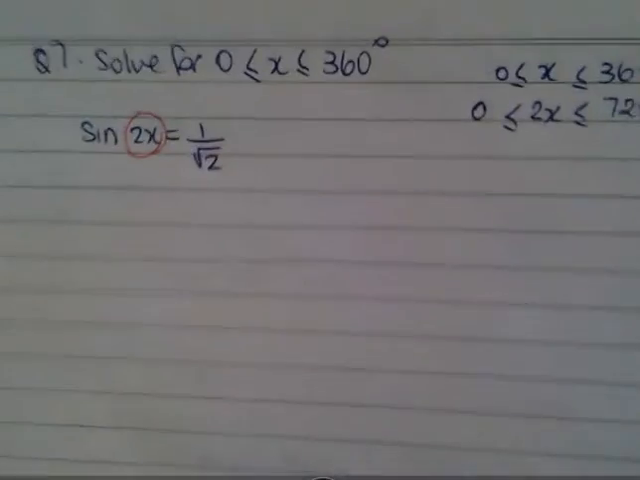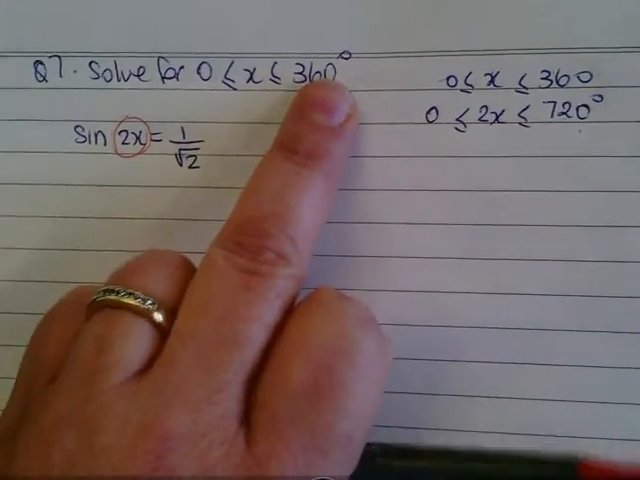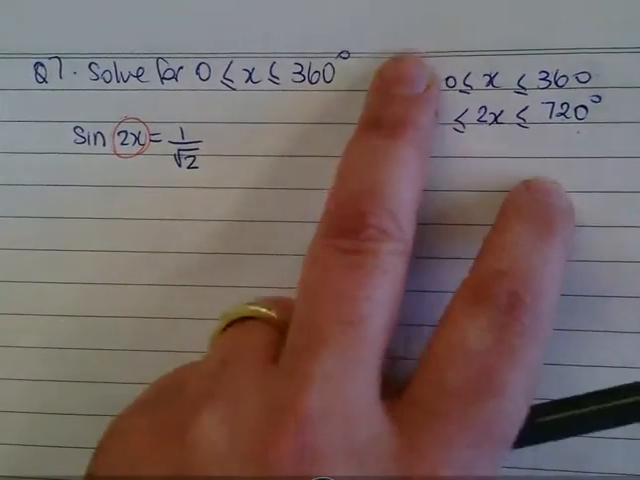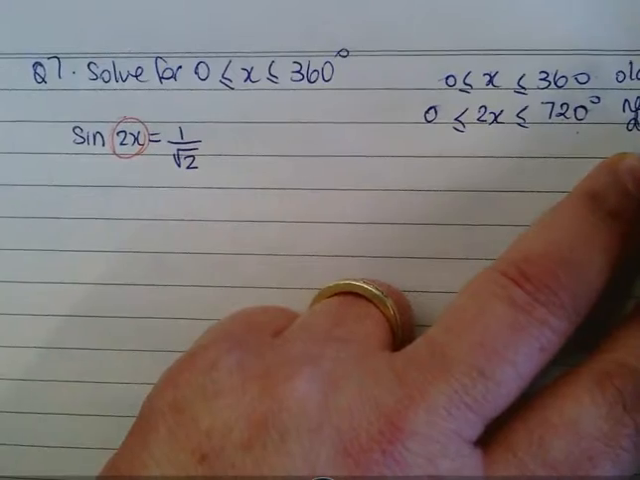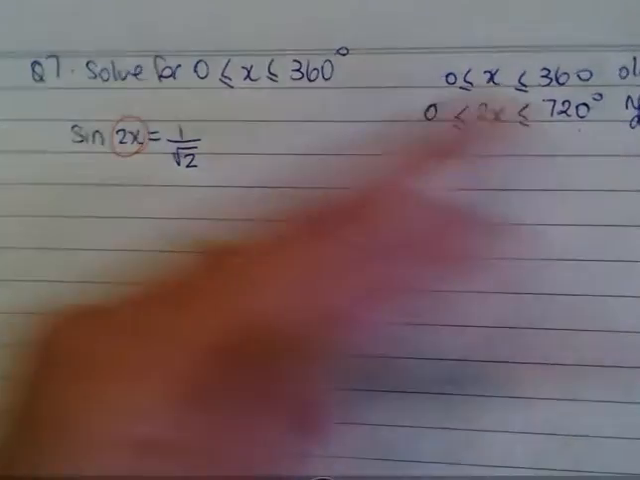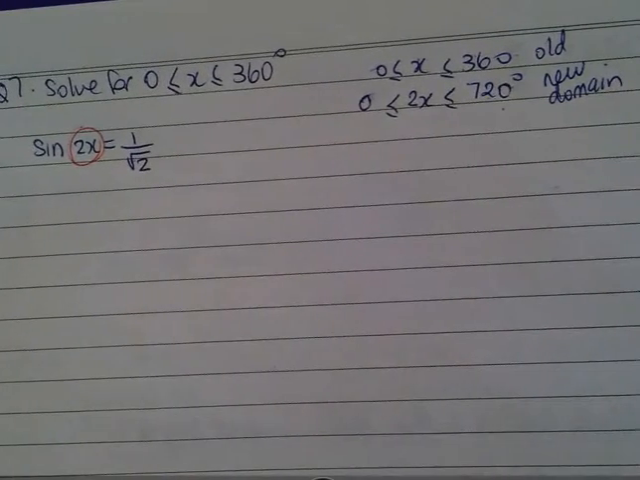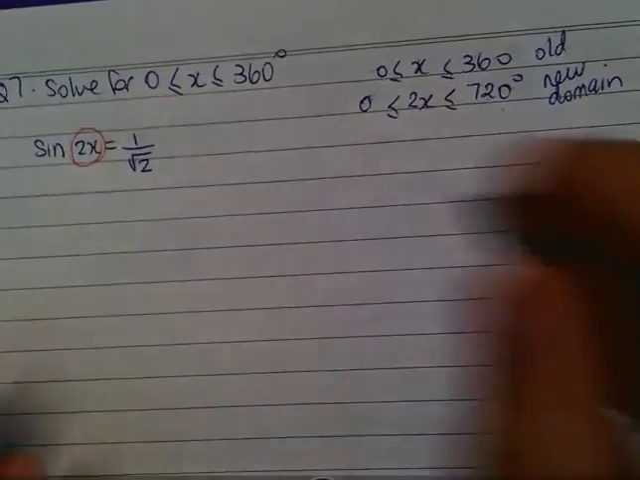So girls, if you have to solve for x and it lies between 0 and 360, when you're solving for 2x, that's your old domain, and this is your new domain. New values of x that you're solving for. So guess what? We've got to go twice around the circle. Now our steps are the same, but just keep this 2x together.